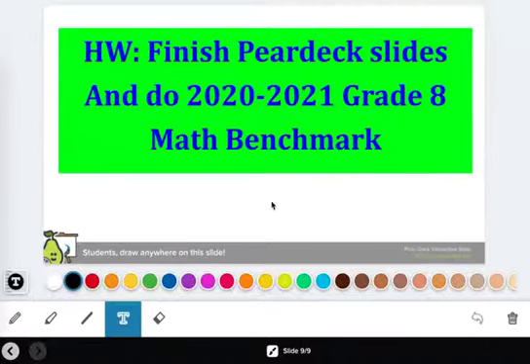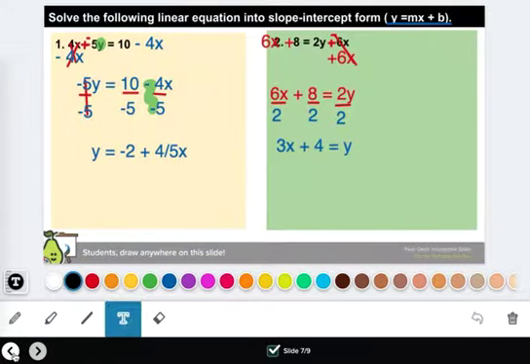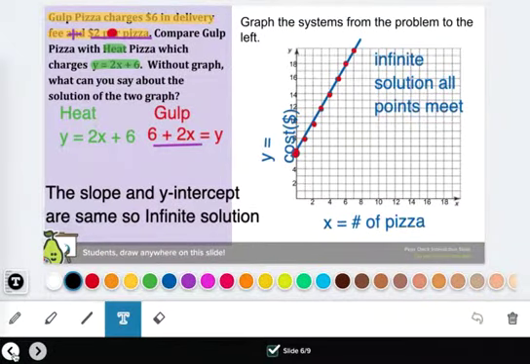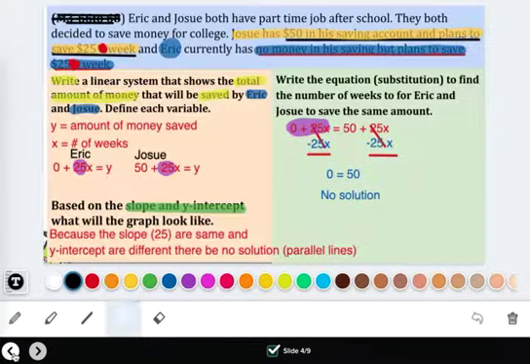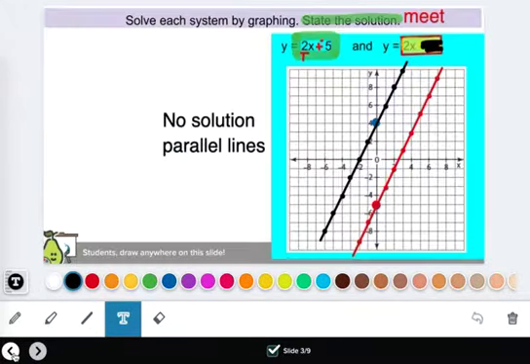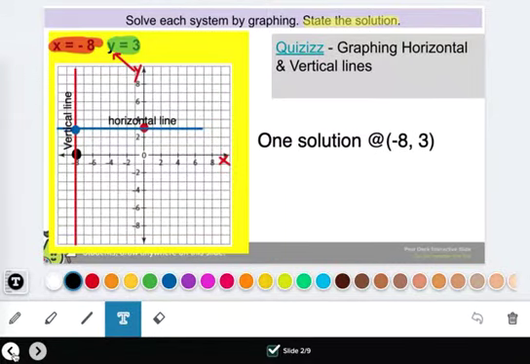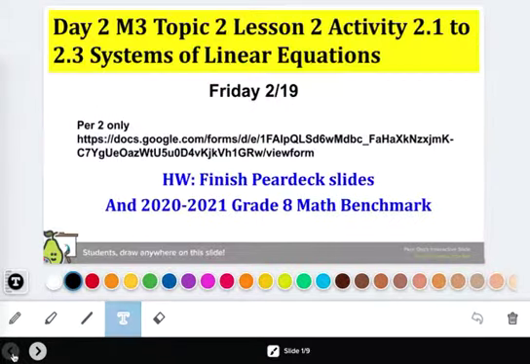And then tonight is to finish all the Pear Deck and do the benchmark if you have not finished. Okay, and going back, this is slide 7, slide 6, slide 5, slide 4, slide 3, slide 2, and if you didn't do Quizzes, it's on your Google Classroom in the stream part. And again, make sure you finish this Pear Deck and the benchmark.